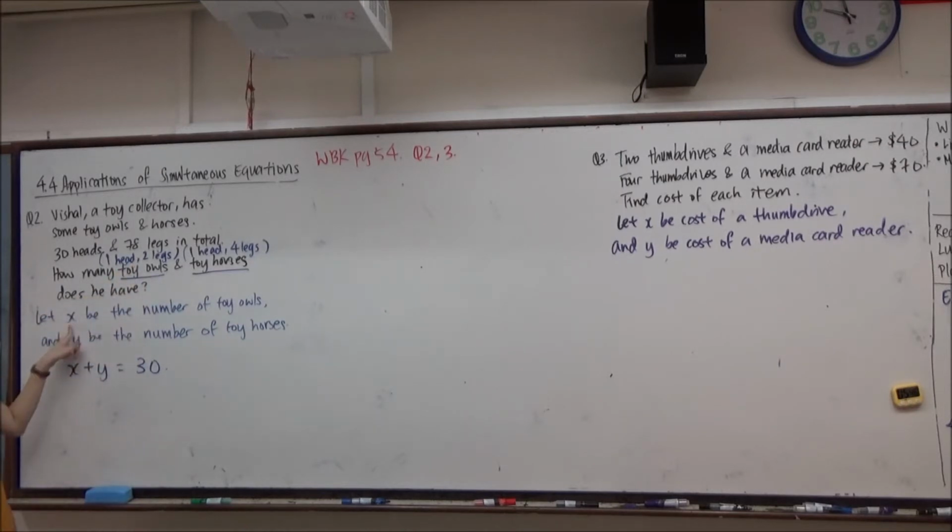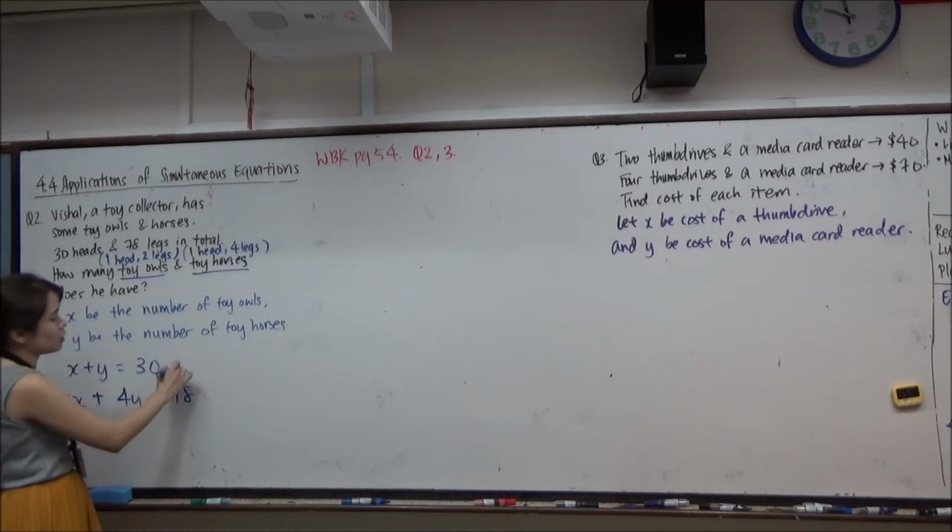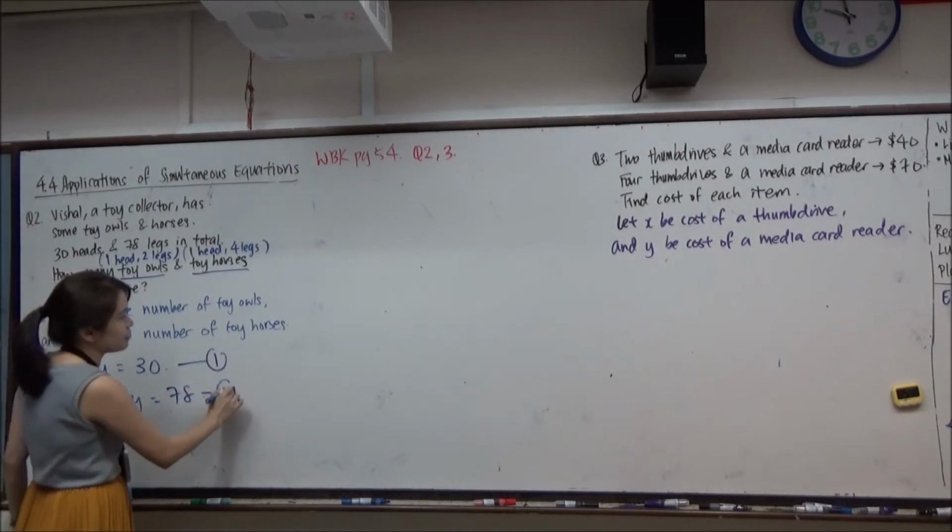So if I have X owls, how many legs are there for the owls? 2x. Okay? 2x for the number of legs from the owls. Then how many legs will there be from the horses? 4y. Together, I get this equation. So therefore, I form my equation 1 and equation 2 over here.